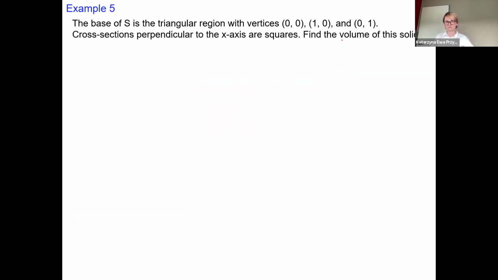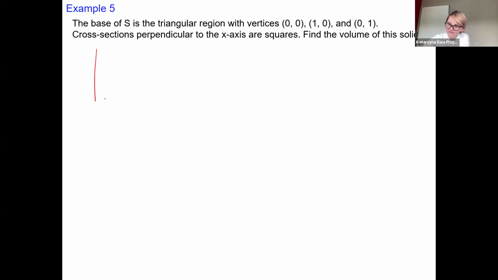Let's do number 5. I have a picture, but no, let's draw it. Let's set up and find everything. The base of S is a triangular region with vertices (0, 0), (1, 0), (0, 1). Cross sections perpendicular to the x-axis are squares. Find the volume of this solid.